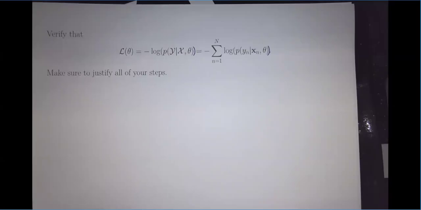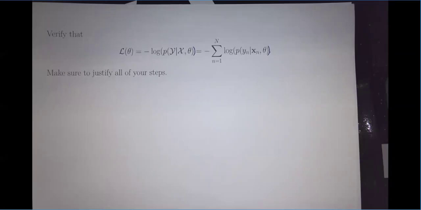Here's a typical problem that we might see in a probability theory or some sort of regression type course. We want to verify that this function L, the negative log likelihood function, which is defined to be the log of the probability of the set Y given the set X and theta, is equal to negative the sum of the log of the probability of the yn's given xn and theta.